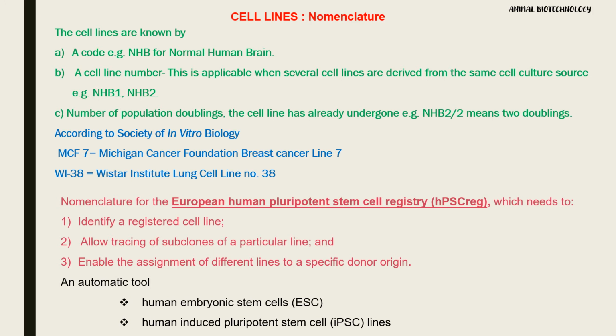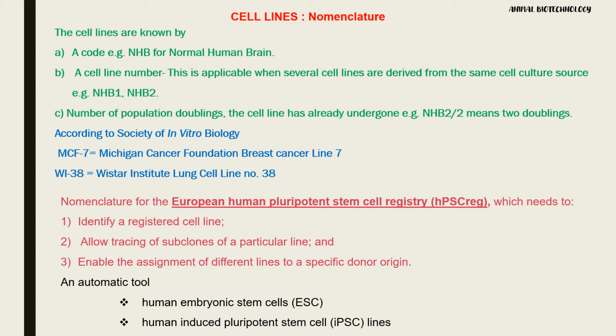Nomenclature of cell lines. Nomenclature of several cell lines has not yet been standardized. One method is to give codes and designations to cell lines for identification. Example, NHB 2-2 means the particular cell line is derived from normal human brain cells. The cell line number is 2 and it has gone through a population doubling of 2.